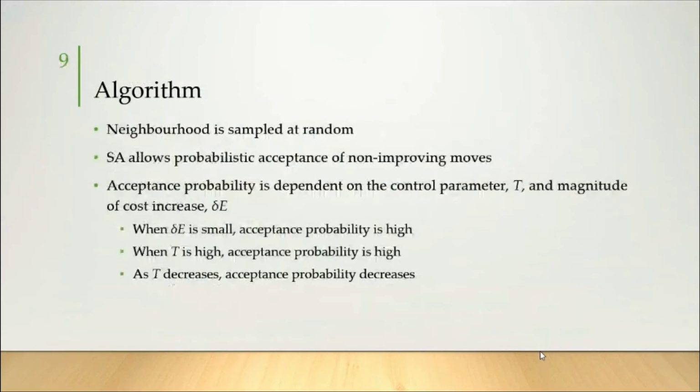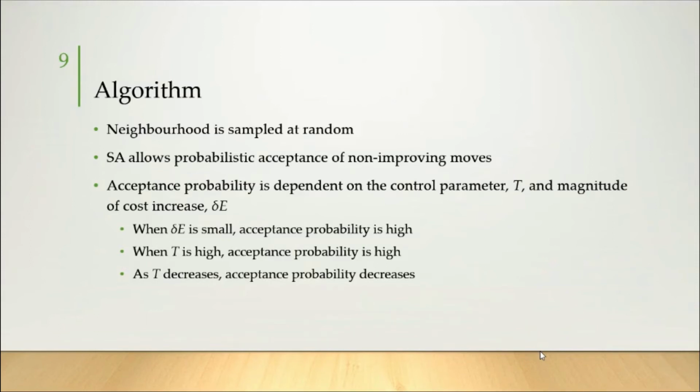The neighborhood sampling is done at random, and the method in which we generate the neighborhood solution differentiates one simulated annealing algorithm from the other. Simulated annealing allows the probabilistic acceptance of non-improving moves also. In most hill climbing type algorithms, we always accept the best solution only. If a non-improving solution comes up, we directly reject it. But the simulated annealing algorithm accepts non-improving moves with some probability.